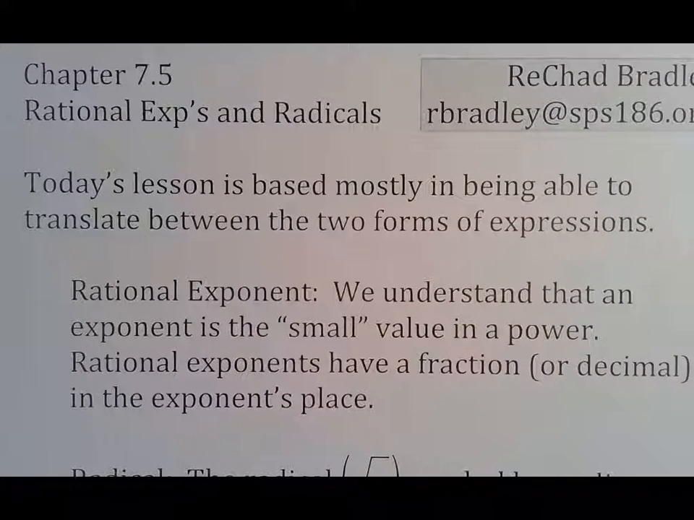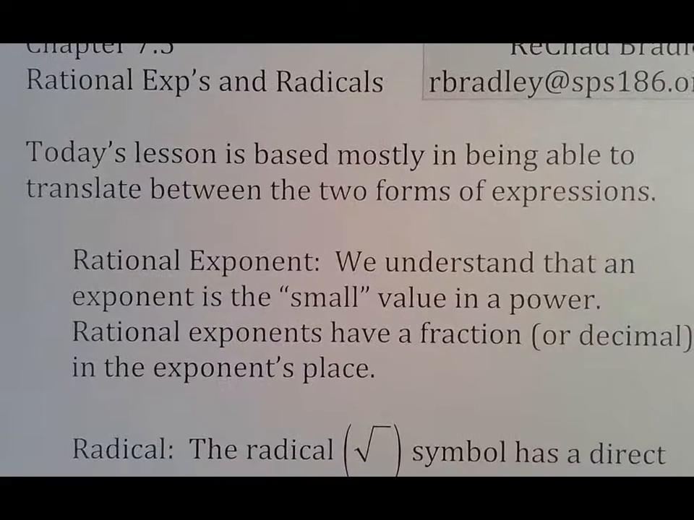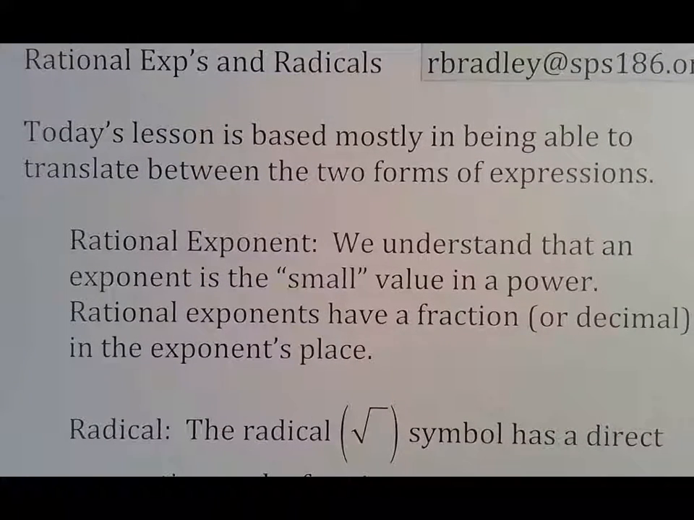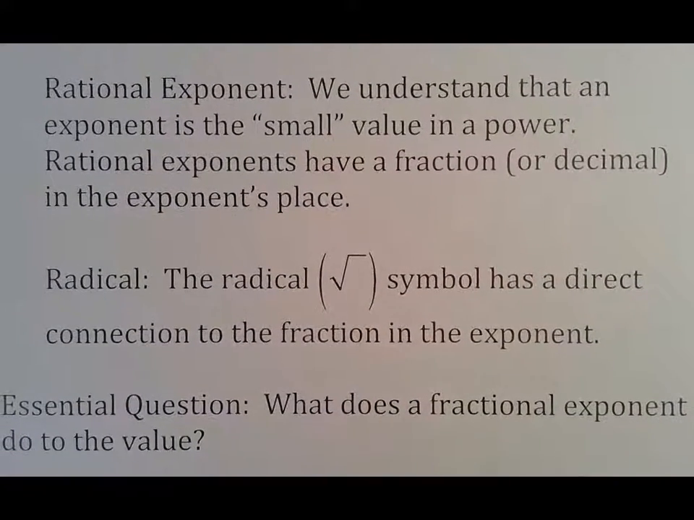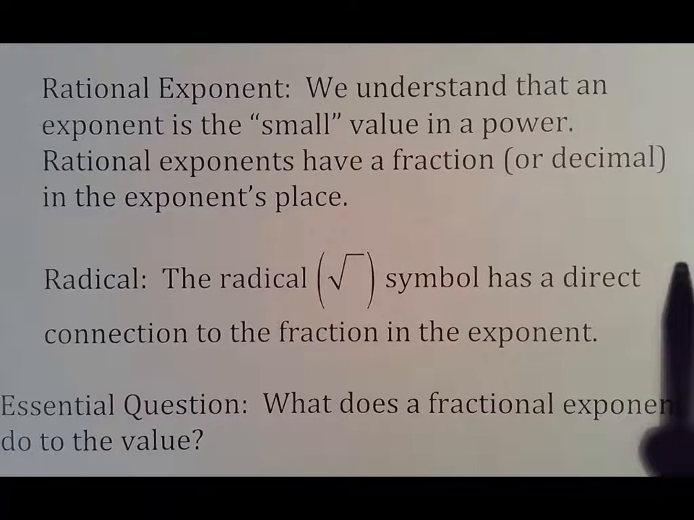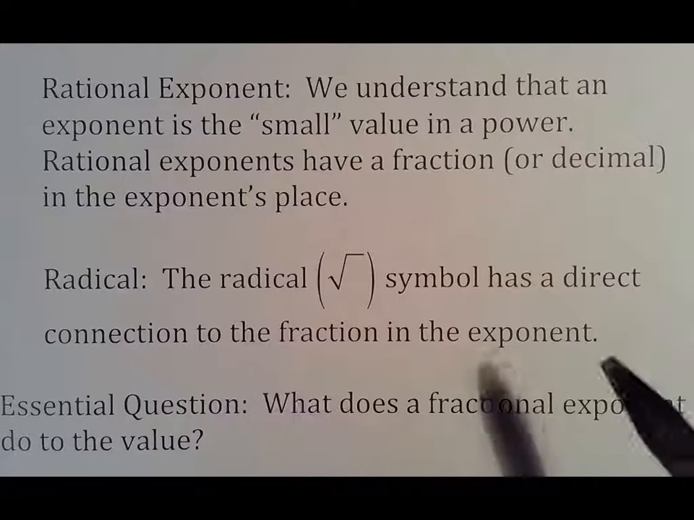All right, 7.5 is dealing with rational exponents, radicals. Rational means like fractions and decimals, so it's mostly fractions. But again, rational exponent, we understand that an exponent is a small value in the power. Rational exponents have a fraction or decimal in the exponent's place. The radical is the symbol here, and it has a direct connection to the fraction and the exponent.